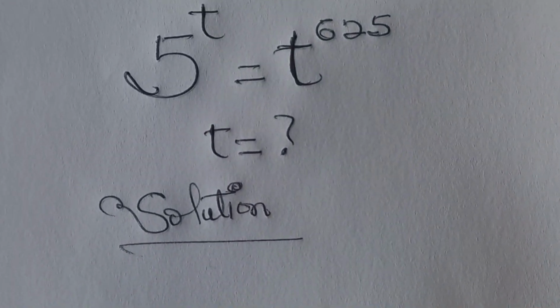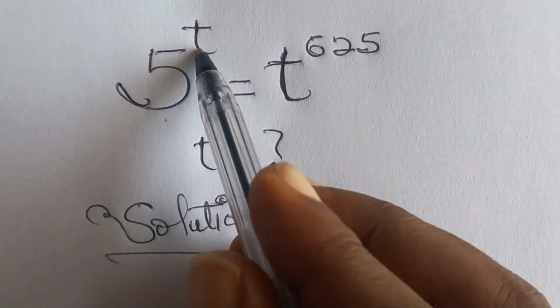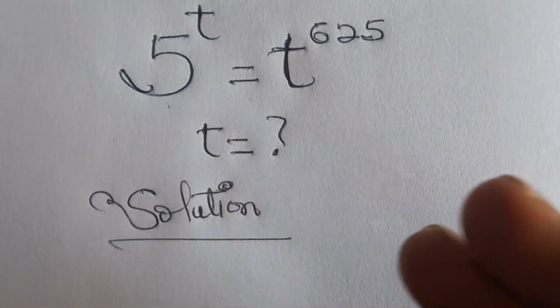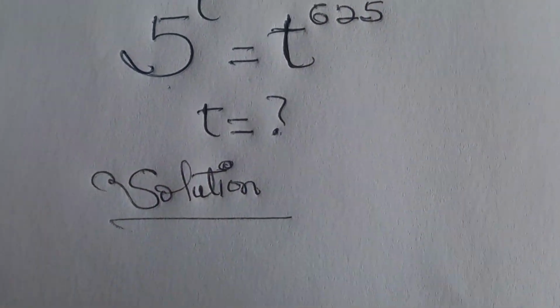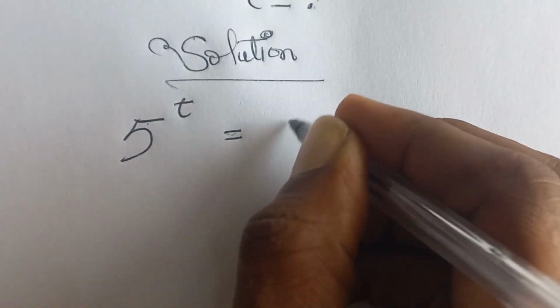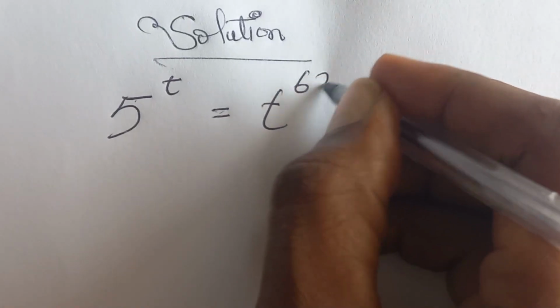Welcome back once again. So today we are looking at this: 5 exponent t is equal to t exponent 625. We are to solve for t. Okay, so let's start by solving this. So here, 5 exponent t is equal to t exponent 625.